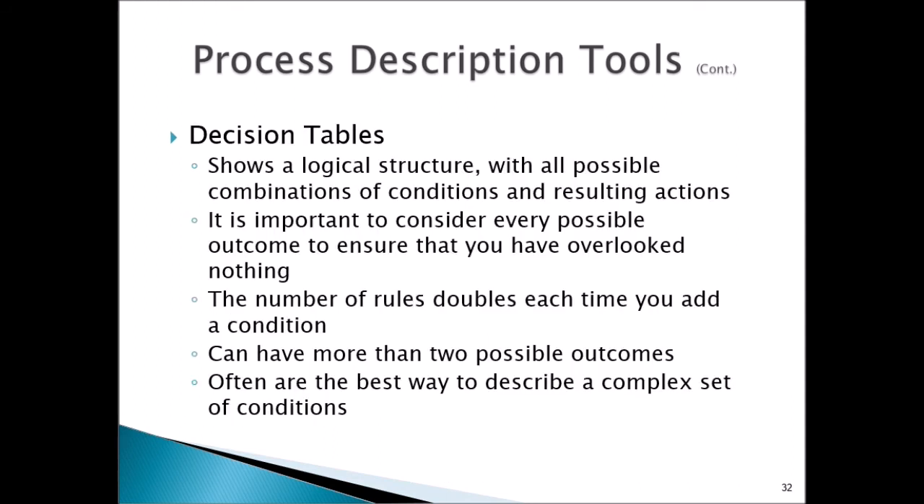Decision tables show a logical structure in all the possible combinations of conditions and resulting actions. It is important to consider every possible outcome to ensure that you have not overlooked anything. If, rather than it being a yes-no, is there also a maybe? That's something you'd need to look at, those kinds of situations. The number of rules doubles each time you add a condition. You can have more than two possible outcomes. Decision tables are often the best way to describe a complex set of conditions.